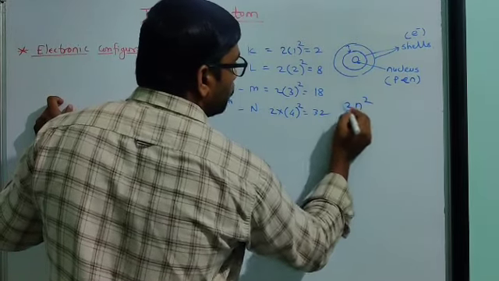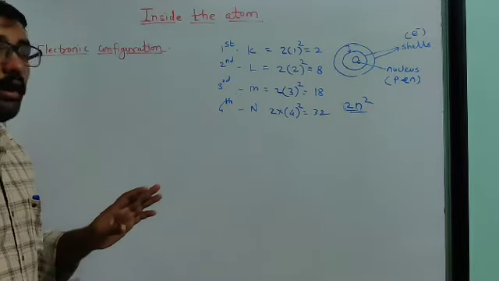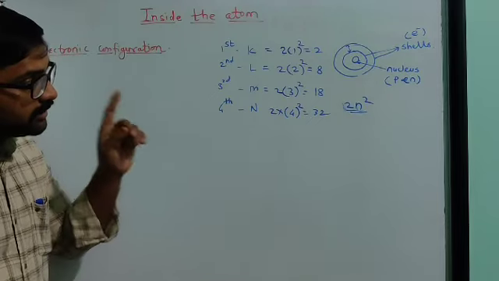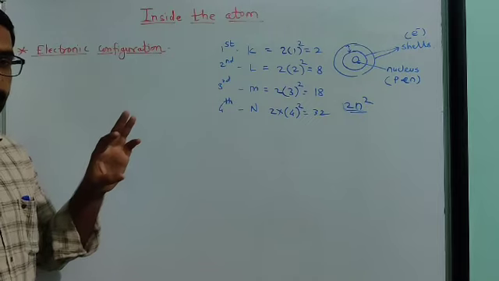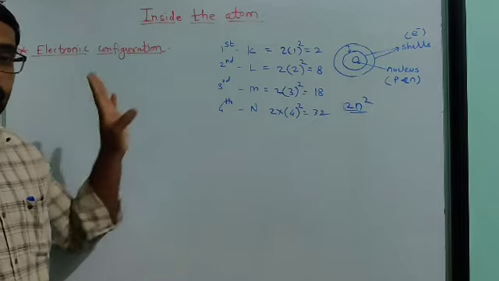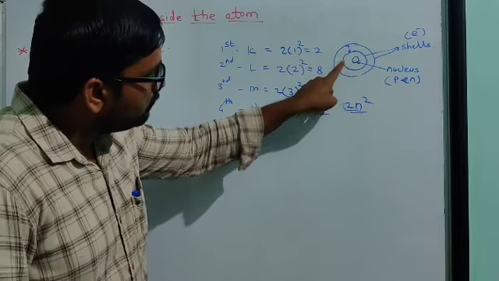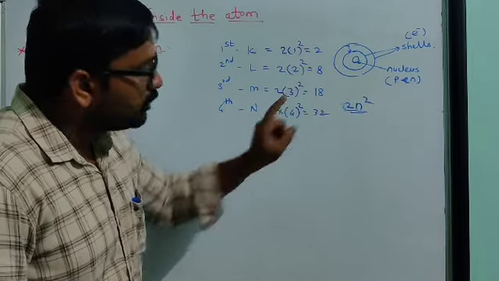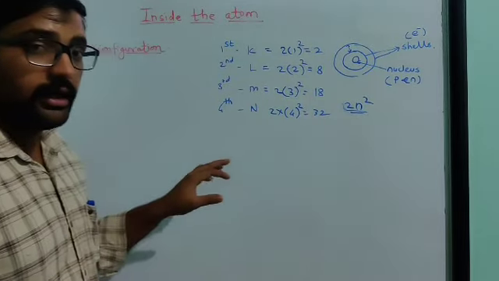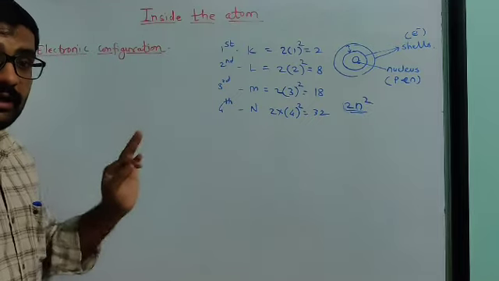So by using this formula, 2n square, we get the maximum number of electrons present in a particular shell. That number is fixed. More than that, electrons cannot stay in that given shell. This is the maximum capacity of a given shell, given by the formula 2n square, and that many maximum electrons can stay there. Further electrons cannot stay there. We have to clearly understand that.